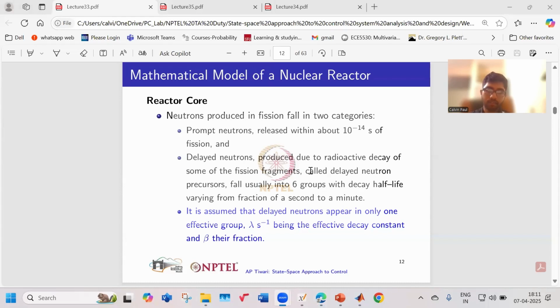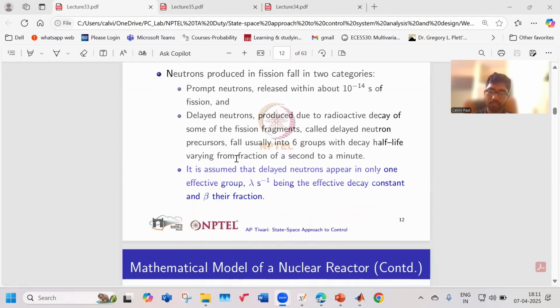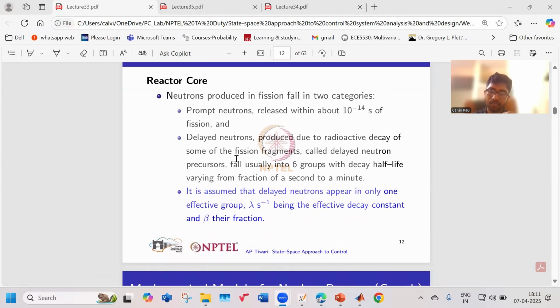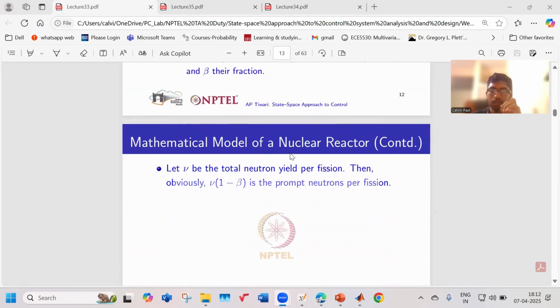These are delayed neutrons, which are produced due to radioactive decay. So what is done is, because you cannot consider each and every neutron in a reactor, we group the neutrons together and consider the overall behavior of that group of neutrons. Okay?